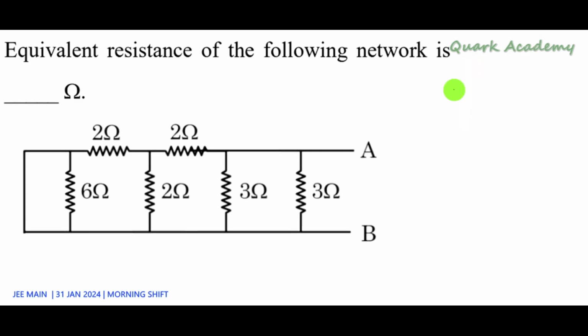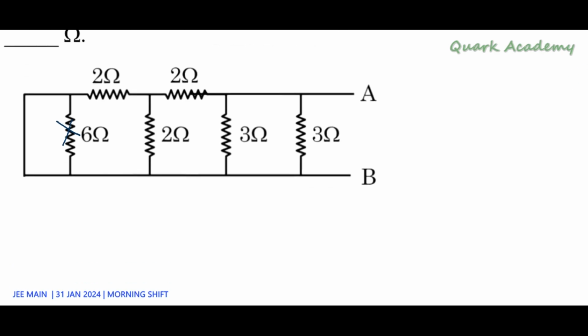In this question, we need to figure out the equivalent resistance. So a resistor network is given. If you look at this carefully, you will know that this 6 ohm is short circuited because both the sides are connected to the same point. A wire is there, which means this 6 ohm is not going to play any role. We can simply remove it and redraw this circuit. So let me redraw this.